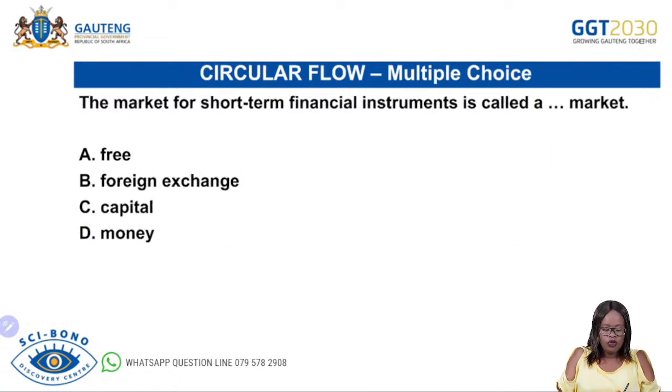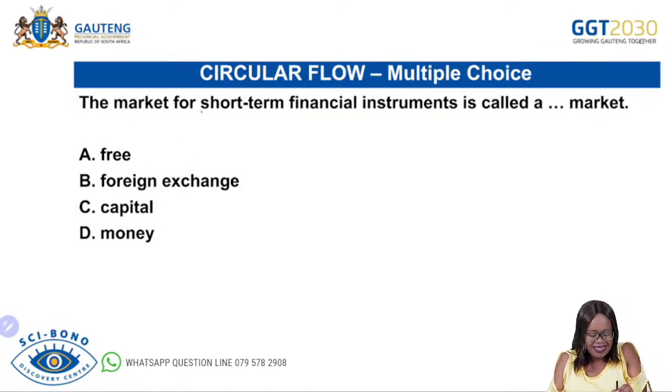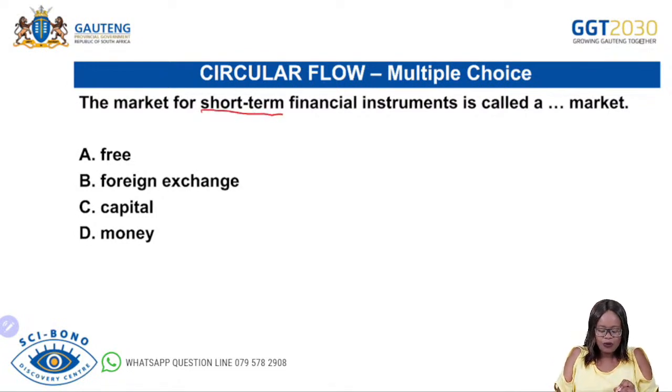And then we go to the next question, which reads as follows. The market for short-term financial instruments is called which market? This time we are talking about a short-term financial instrument. With regards to short-term, we are going to be talking about the money market. Therefore, the correct answer for this one is D, which is the money market.